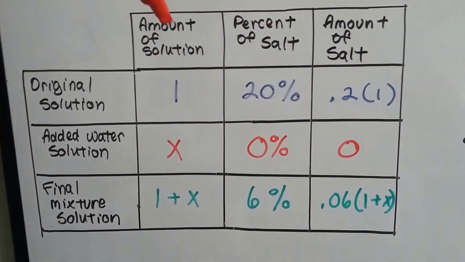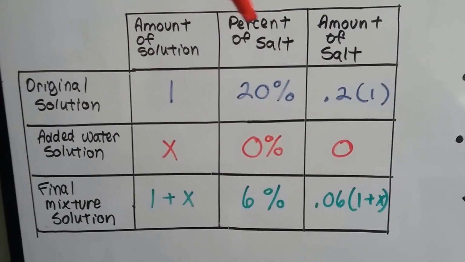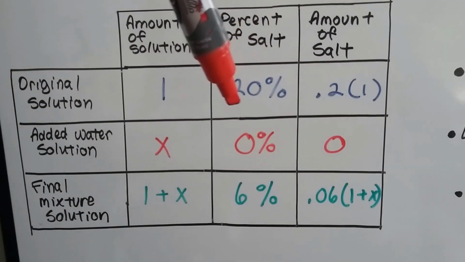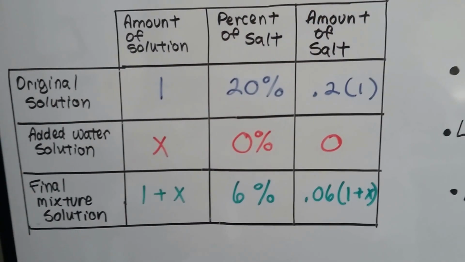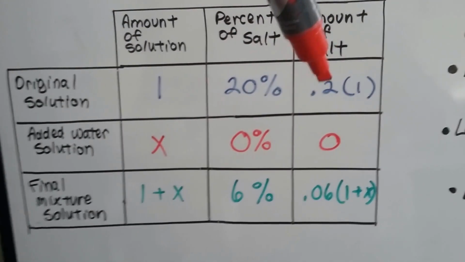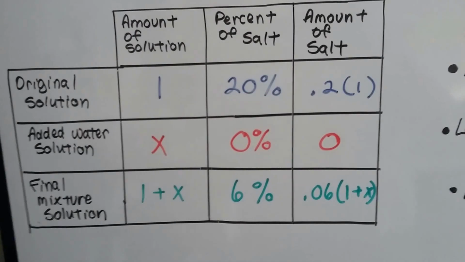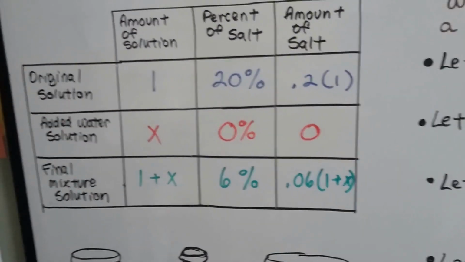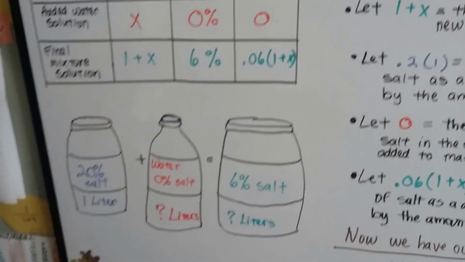Here is the amount of the solution. This would be 1 liter. This is the amount of solution that has a percentage of salt, and this is the amount written as a decimal times that 1 liter. I'll explain this a little more as we go on. So this is what we've got.